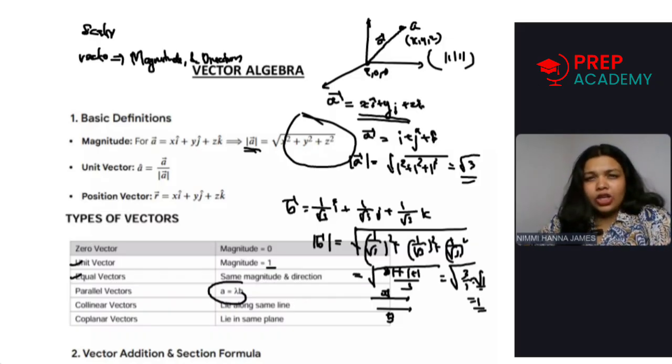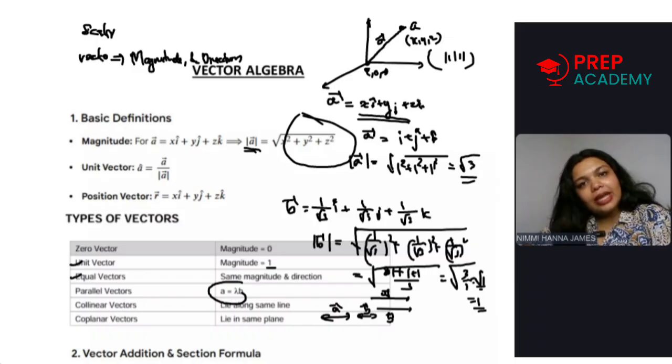And collinear vectors. From the name itself we can understand that collinear means co-line, that is, they exist in the same line. They lie along the same line. This is A vector and this is B vector. Such vectors are called collinear vectors.